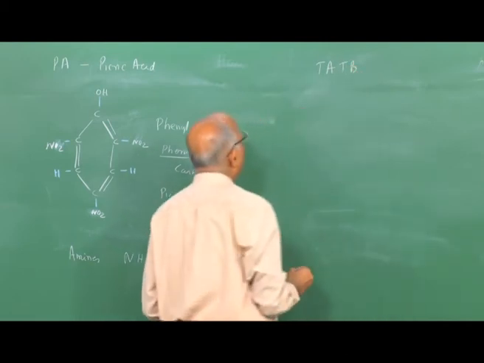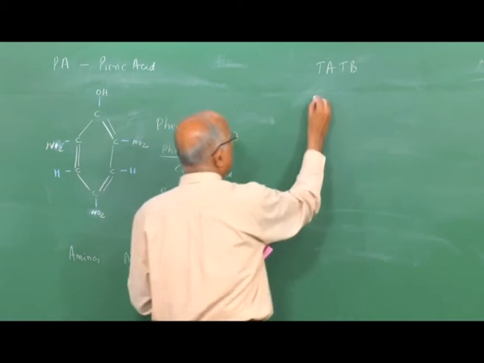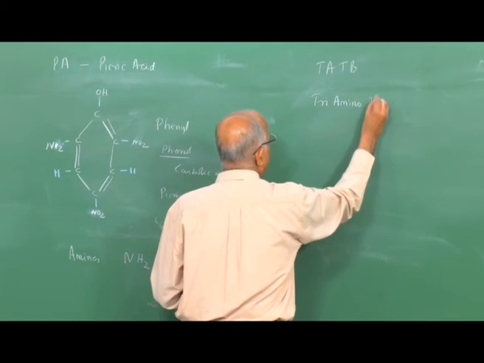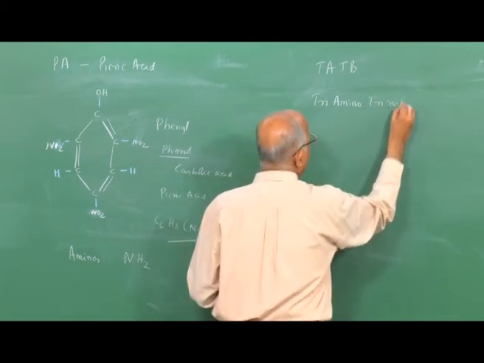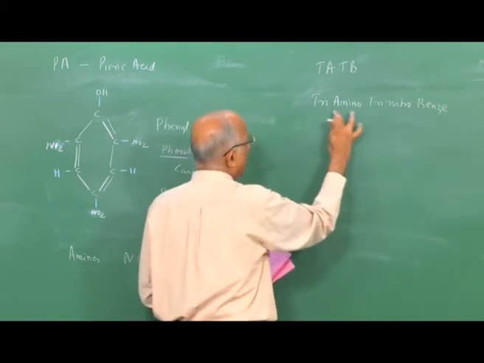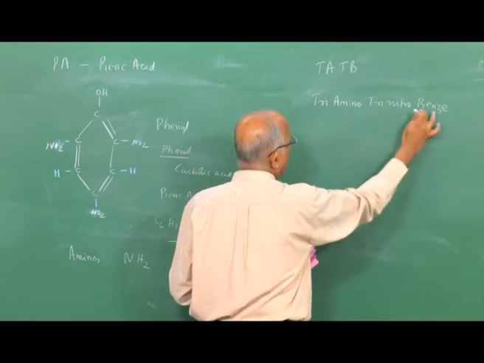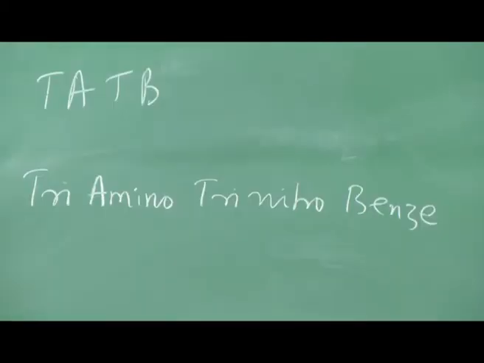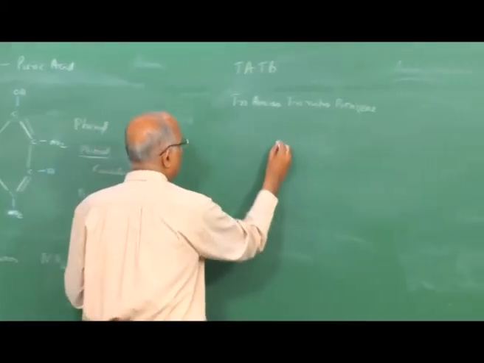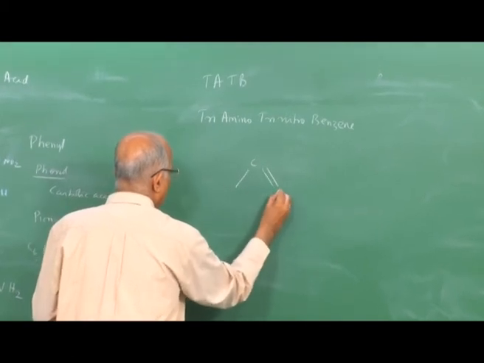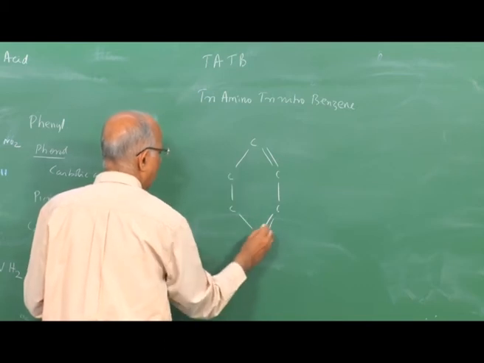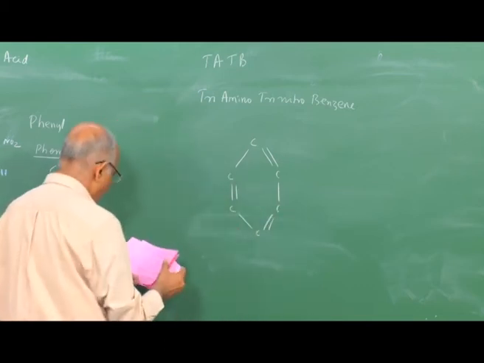Let us now put the formula down. TATB is triamino trinitrobenzene. TATB stands for triamino trinitrobenzene. Therefore, now we know what a benzene molecule is. Yes, we can now put it down. I have C over here, double bond C over here, C over here, double bond C over here, C over here, C over here, 1, 2, 3 double bonds over here.